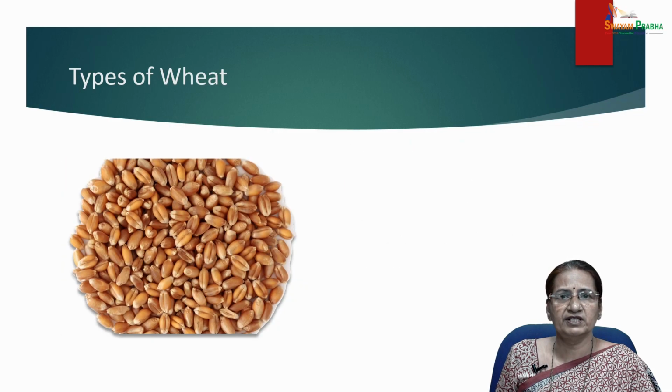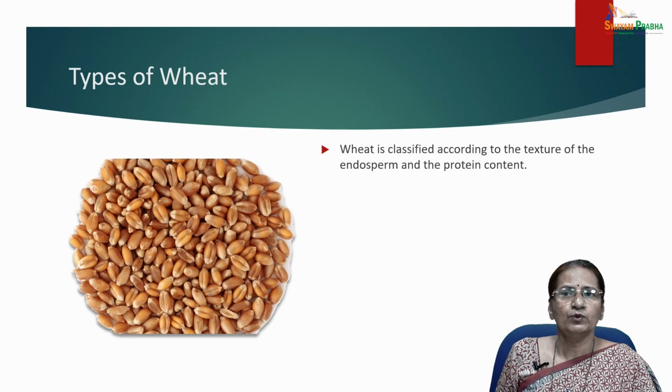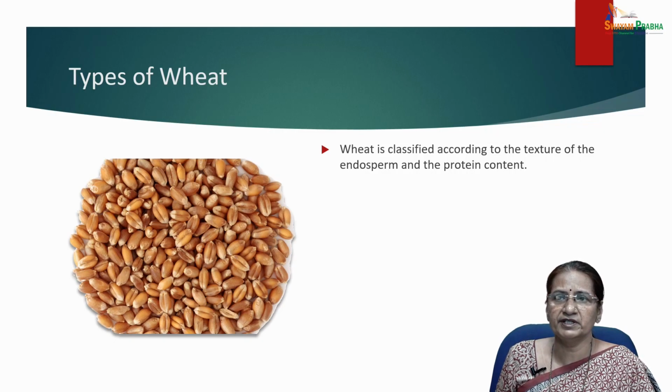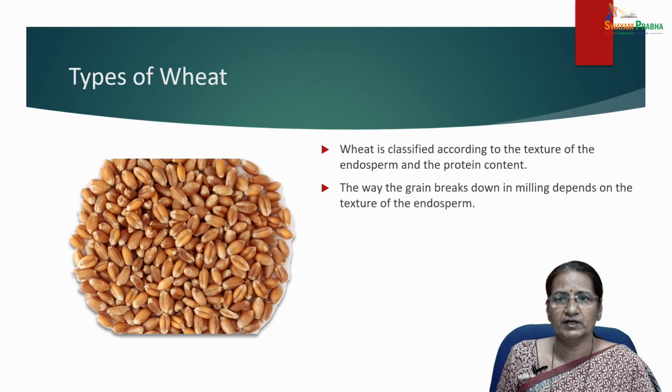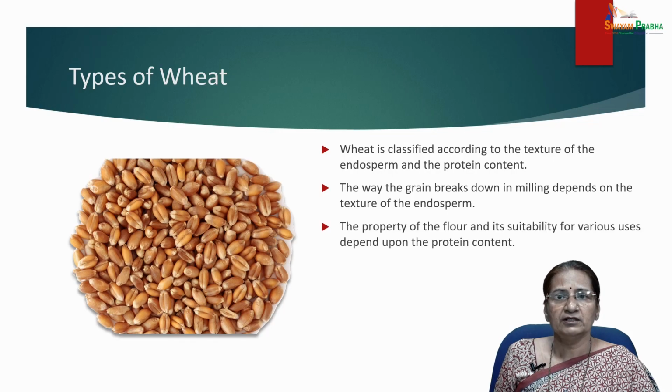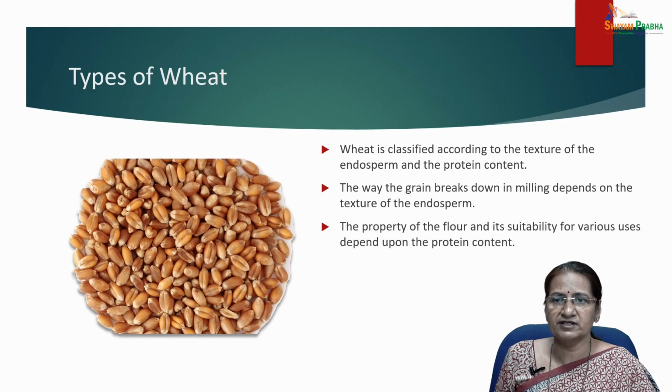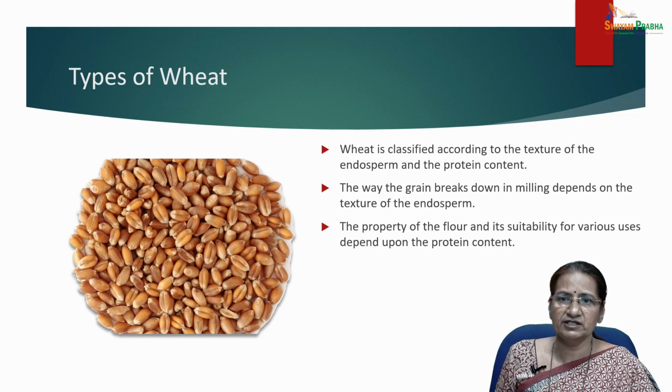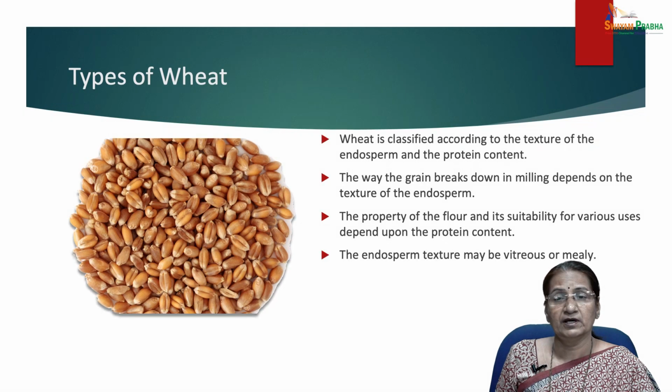Now types of wheat. Wheat is classified according to the texture of the endosperm and the protein content. The way the grain breaks down in milling depends on the texture of the endosperm. The property of the flour and its suitability for various uses depend upon the protein content. The endosperm texture may be vitreous or mealy.